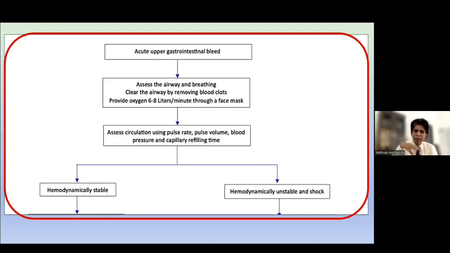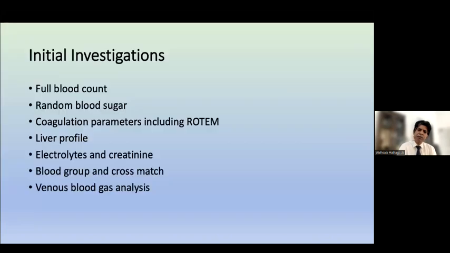Then you assess the circulation by using simple parameters like pulse rate, pulse volume, blood pressure, and capillary refill time. After that, you know exactly where you are standing, whether your patient is hemodynamically stable or unstable. At the initial cannulation, when you're assessing the circulation and cannulating the child, just do a full blood count, random blood sugar, coagulation parameters including ROTEM, liver profile, electrolytes and creatinine, blood group and crossmatch, and venous blood gas.